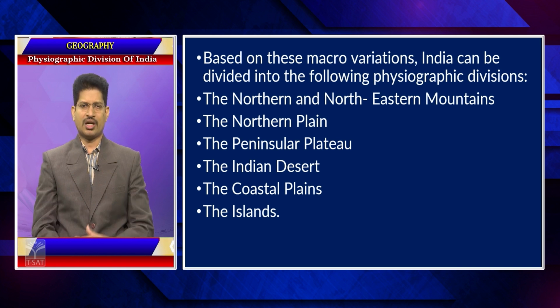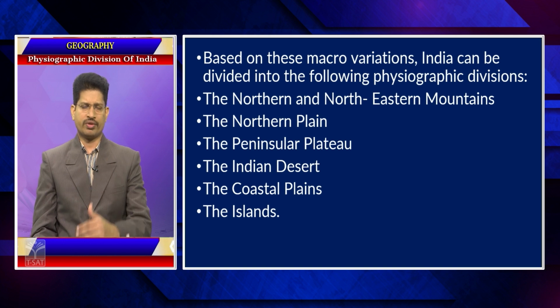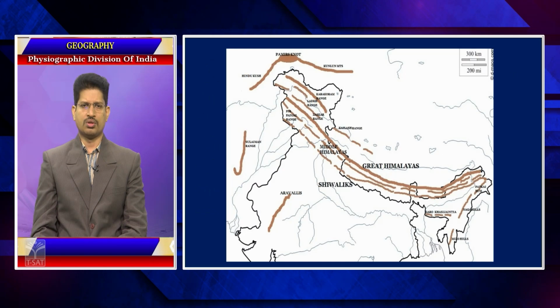These are the island regions. These are the broad ways in which Indian physiography is being divided. So, as far as the mountain ranges are considered, these are the folded mountain ranges, which have got different ranges.